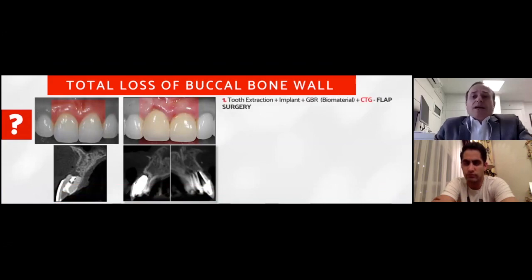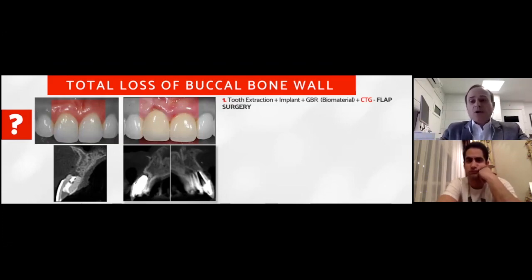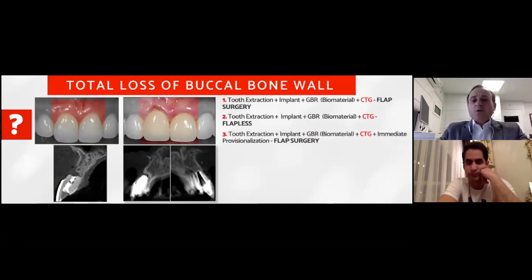Number 1, we can do the tooth extraction plus implant plus GBR using biomaterial in combination with connective tissue graft, using a flap surgery. Reflect the flap in order to do all the bone reconstruction in combination with implant installation, or we can stage. Number 2, tooth extraction plus implant plus GBR using biomaterial plus CT graft, connective tissue graft, using a flapless surgery. Number 3, we can do tooth extraction plus implant plus GBR plus CT graft plus immediate provisionalization using flap surgery.